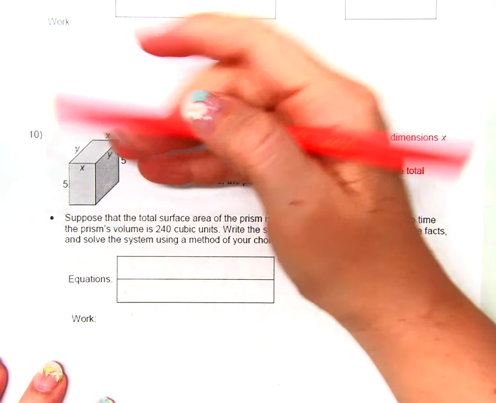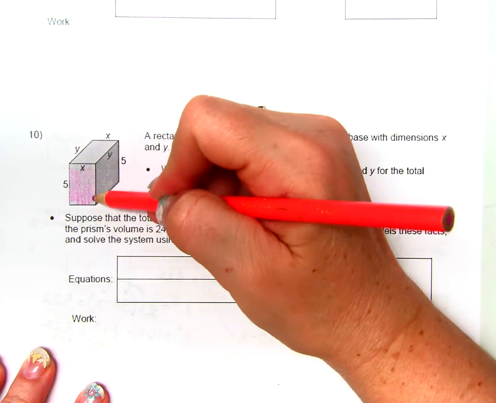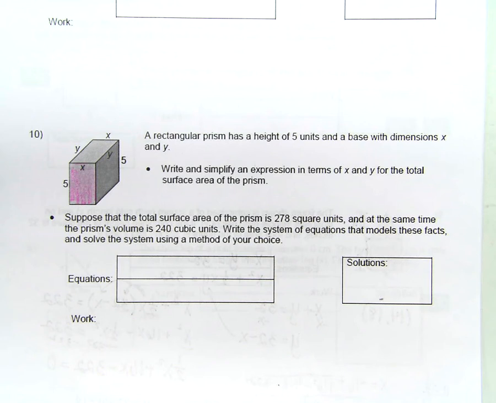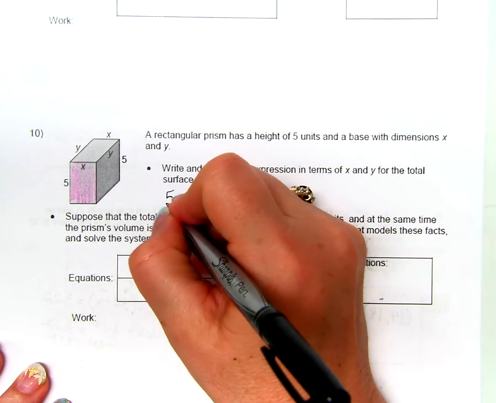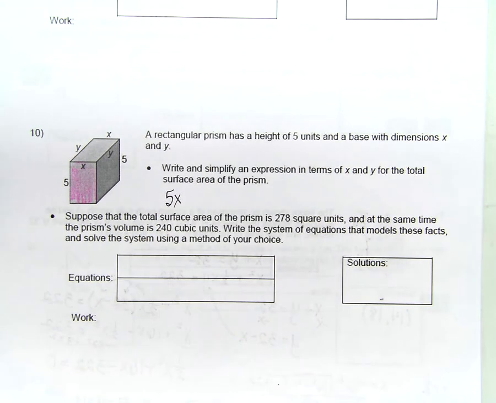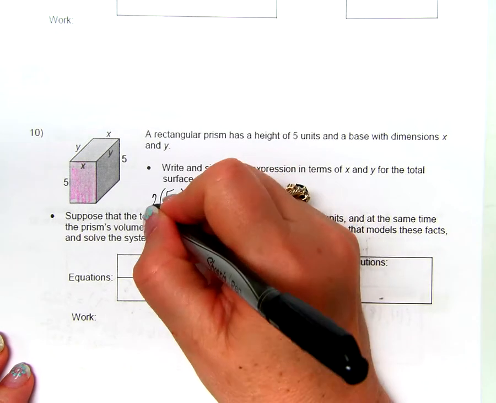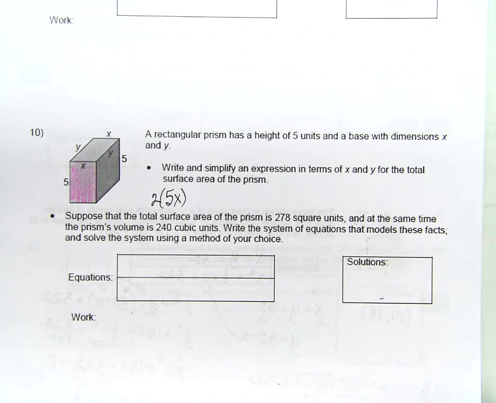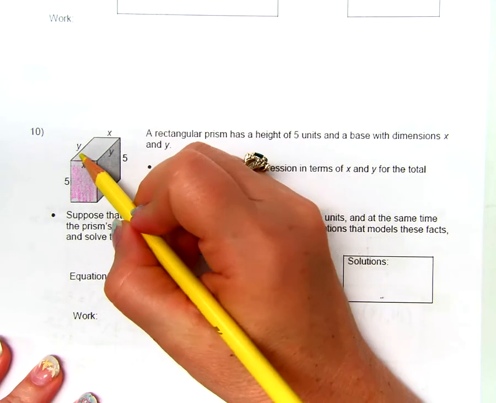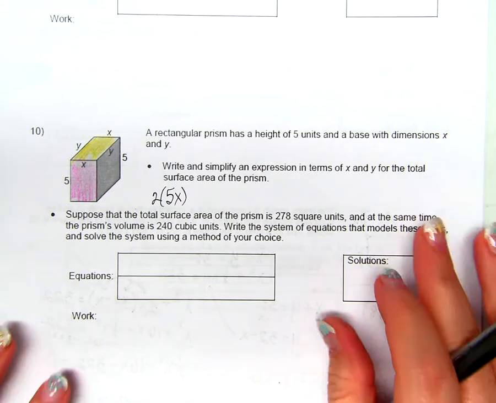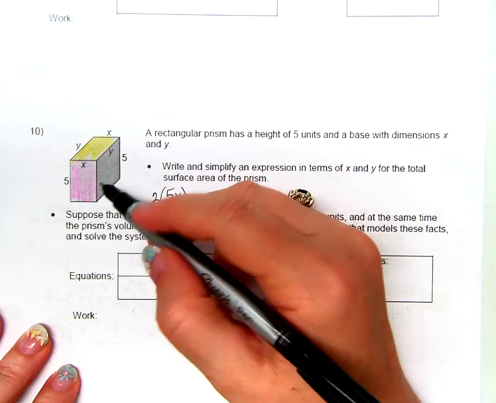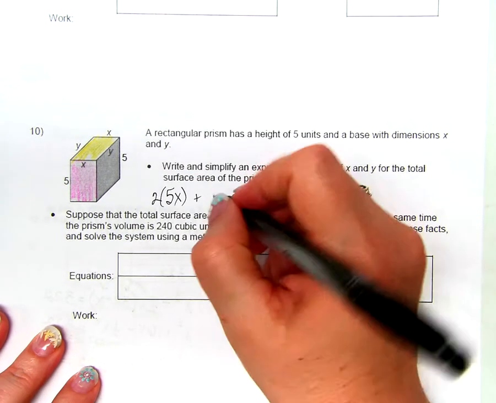I know that this side right here, I can find the area of that side, can't I? What is the area of that side? 5x. How many sides are there that are the same size as this side? 2. I also know, or can find, the area of that side. What's the area of that side? XY. And how many sides are there that are that size? 2.